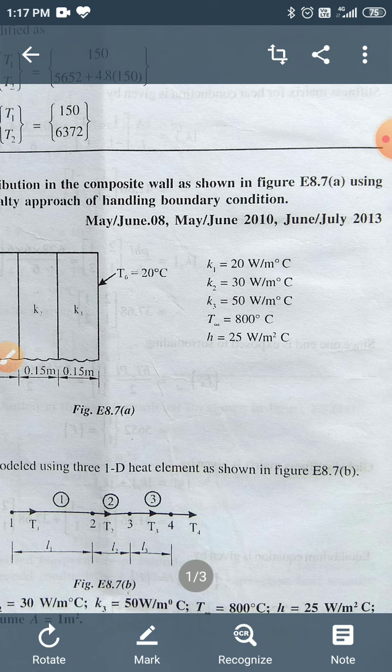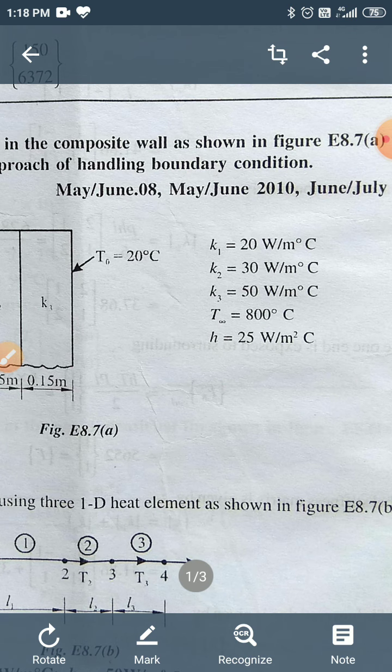For the given composite wall as shown in the figure, we are going to use 1D heat elements with the penalty approach of handling boundary conditions, though it may also be solved by the direct approach method. In the last class we discussed the direct approach method. Today we are going to solve it by the penalty approach method. On the left side, the heat transfer coefficient H and the surrounding temperature T infinity are given, and on the right side is conduction, where the temperature is 20 degrees centigrade.